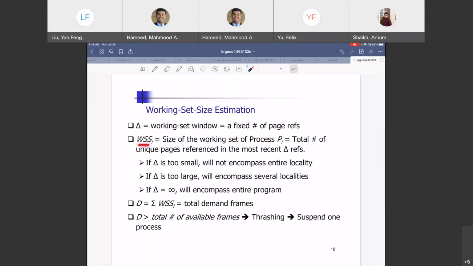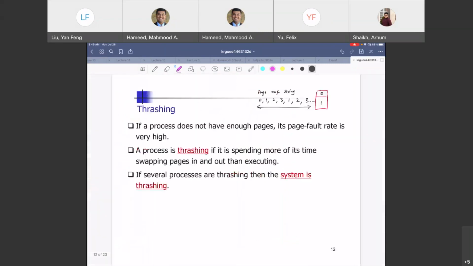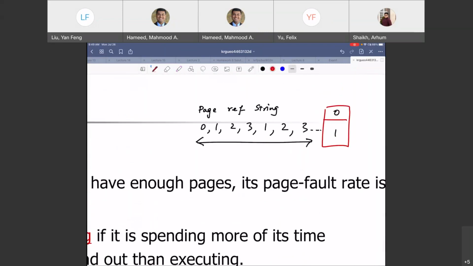Next, WSS sub i, the working set size for a process i. The size of the working set of the process is essentially the total number of unique page references in the most recent delta. So let me go back to my example here and talk about what delta is and what WSS is.